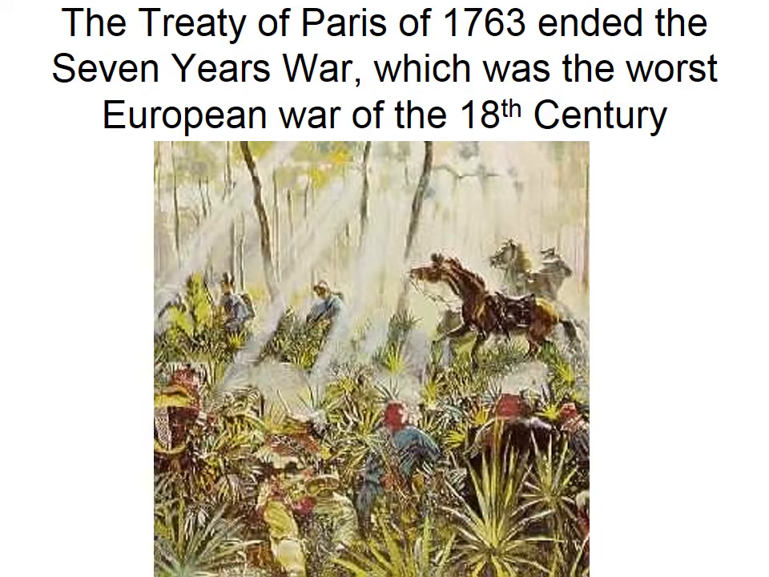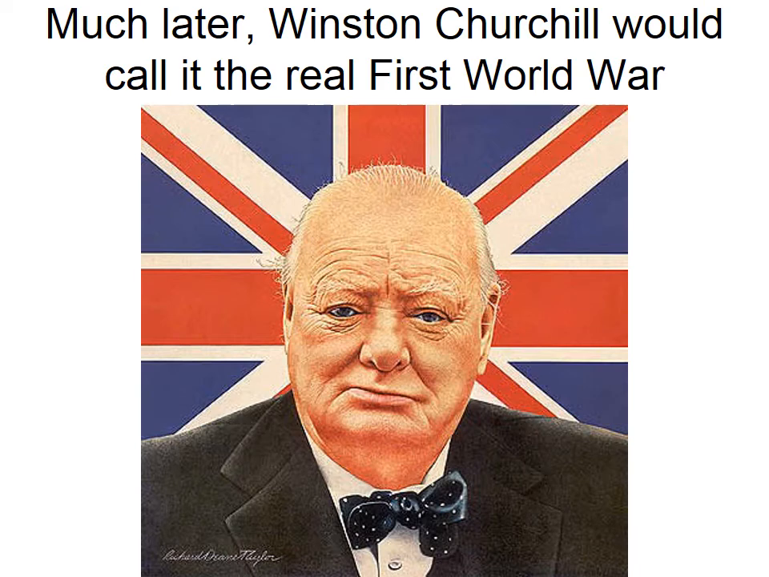So the 7 Years' War was ended with the Treaty of Paris. This was signed in 1763, and many people consider this to be the worst European war of the 18th century. Winston Churchill even called it the first real world war. And the reason for that is because not only were so many people killed, but also so many different countries were involved, the alliances that were formed, and of course the fact that it was also fought on a completely different continent as well.